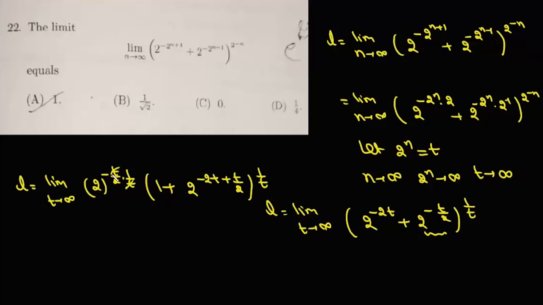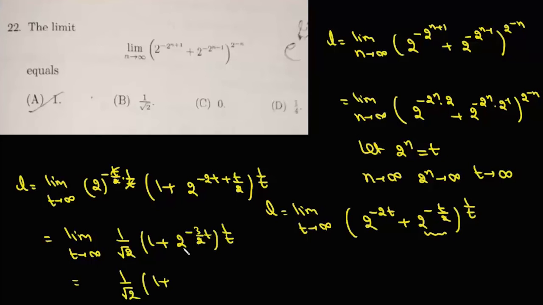Now here t and t will cancel, so it will be this limit t tends to infinite of 2 to the power minus 1 by 2, so there will be 1 by root 2, and this is 1 plus 2 to the power minus 3 by 2t, whole to the power 1 upon t. Now if we put t tends to infinite, it will be 1 by root 2, and this is 1 plus. Now 2 to the power minus infinite will be 0, and 1 upon infinite is also 0.